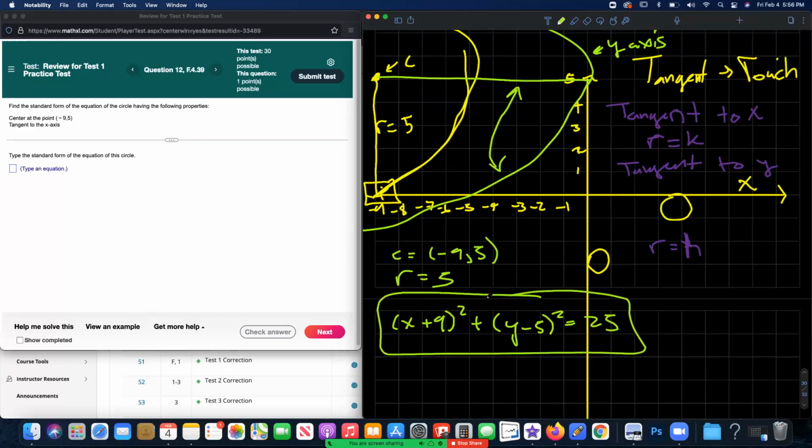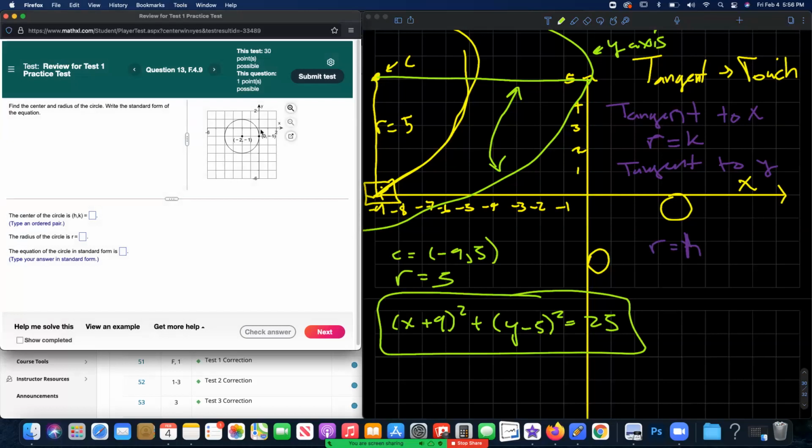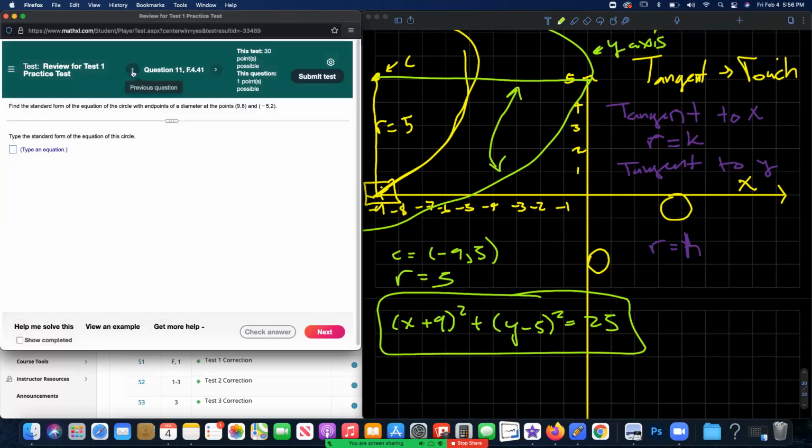That's it. No problem, because it's this tangent too. It's like, what in the world does that mean? But once you kind of understand it, it just means it touches at that point. Then it kind of helps. All right, so let me see here.